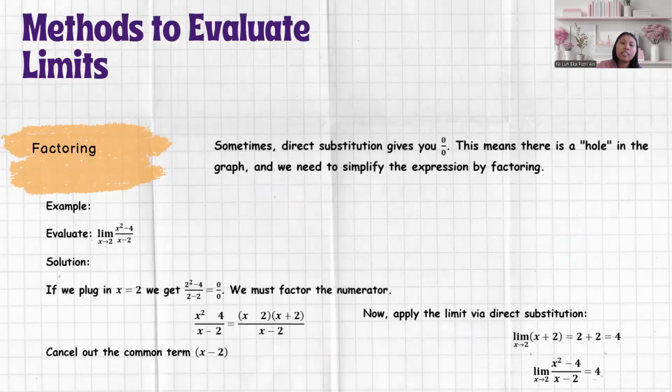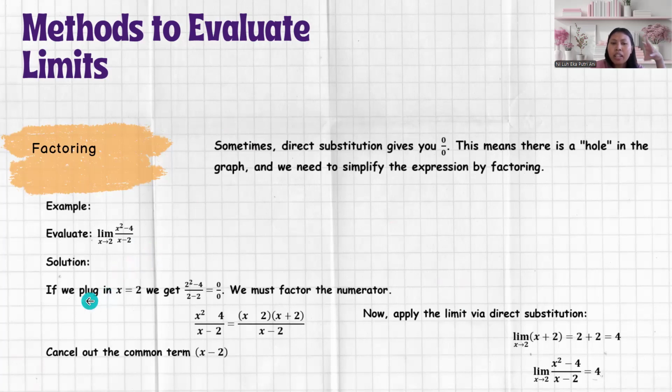Okay, next, the second method is factoring. Sometimes direct substitution gives you 0 over 0. This means there is a hole in the graph, and we need to simplify the expression by factoring. For example, evaluate the limit of x squared minus 4 over x minus 2 as x approaches 2.